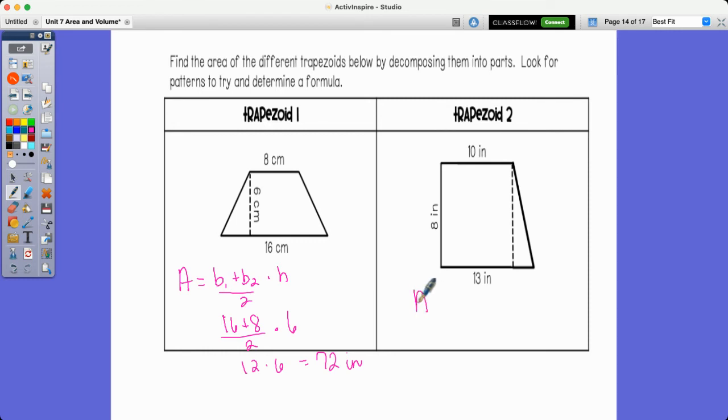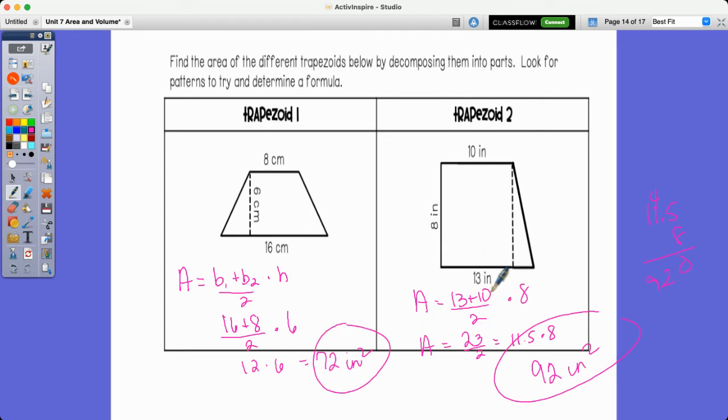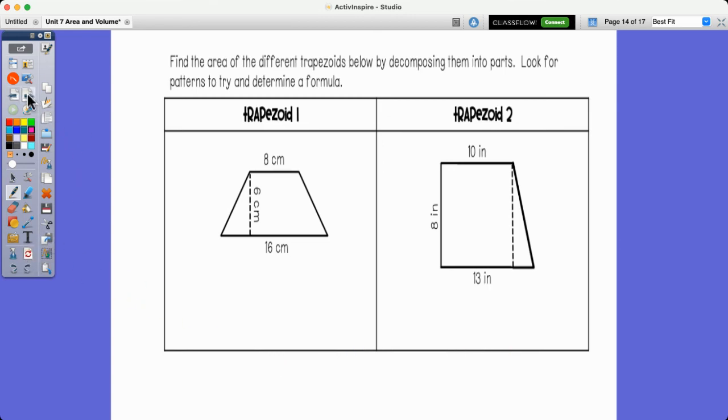If I do the same thing here, I have base 1 plus base 2 divided by 2 times 8. Area equals 23 divided by 2, which is 11.5, times 8. We multiply that out and I get 92 square inches. Same answer. It actually is a little bit easier to use the correct formula than it is to decompose, because you have to make sure you're getting all the subtraction and other steps right. Okay, let's look at these next two questions.